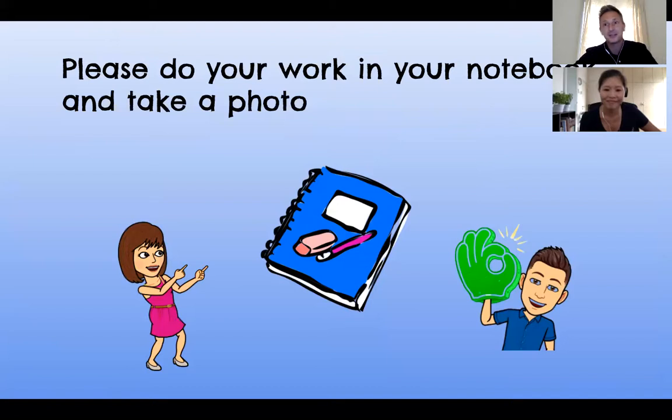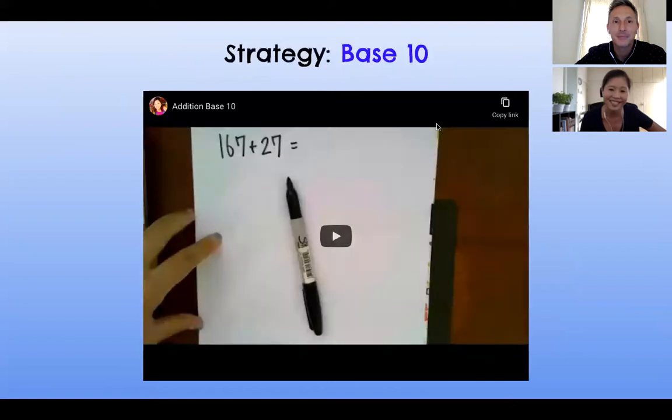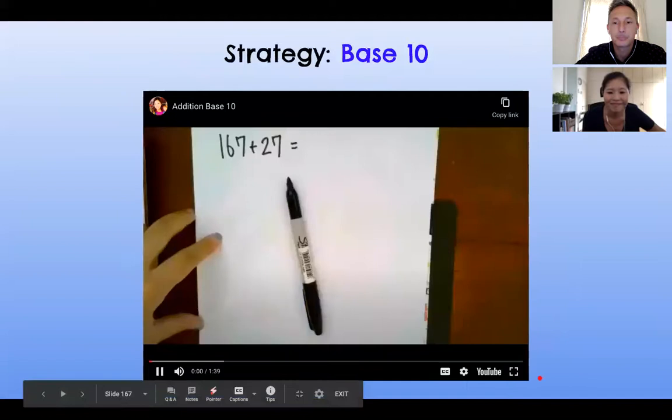And a very important note that we're going to talk about. Please do your work in your notebook, and then take a photo. The numbers are getting really big, and you're going to need some space to organize your thinking. So we would really like you to do your work in your notebook, and then snap a photo. Please do not work on the Seesaw template, because it makes it really hard for teachers, and they might send it back to you and ask you to do it in your notebook.